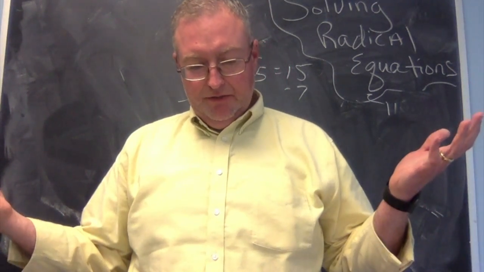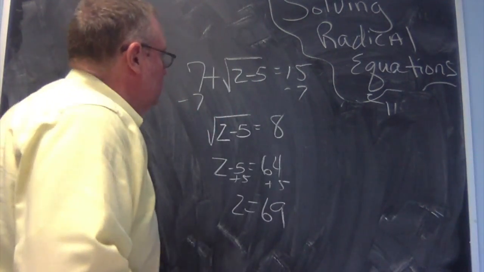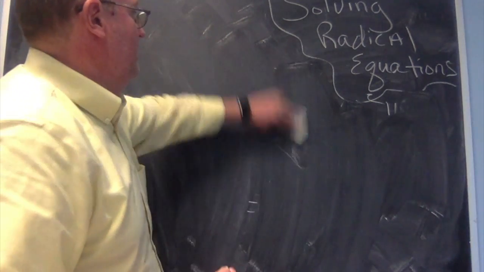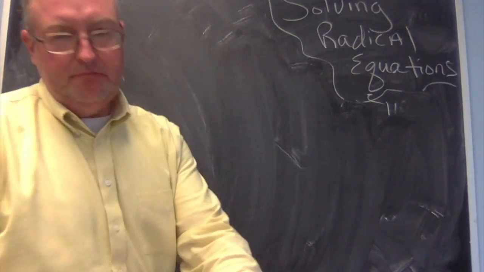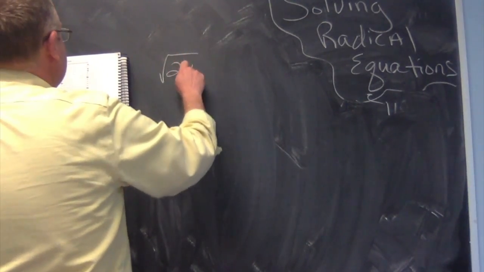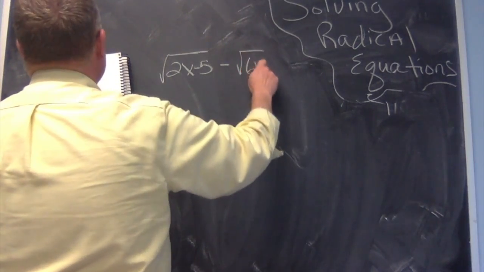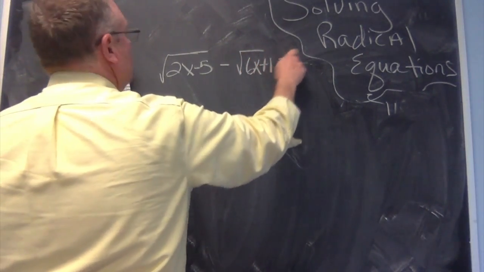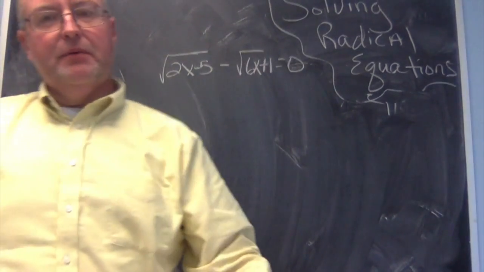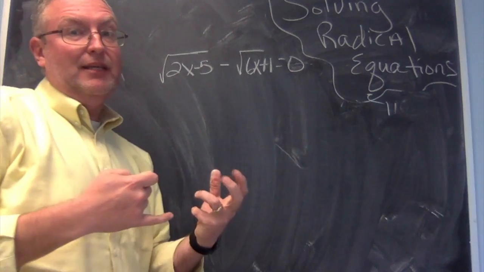Let's jump all the way down there to the last one, right? The very last one. Then I'm gonna turn you loose. All right. Sorry, I have to look at the book on this one. I have the square root of 2x minus 5 minus the square root of 6x plus 1 equals 0. Now, what I want to do is I want to isolate the radicals. So I know I have two radicals, so let's isolate them both.